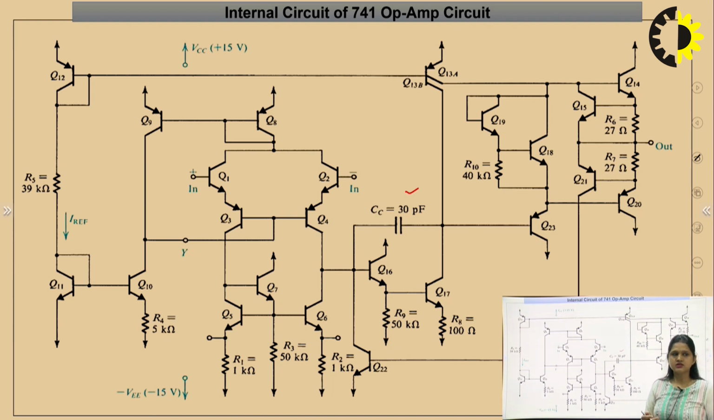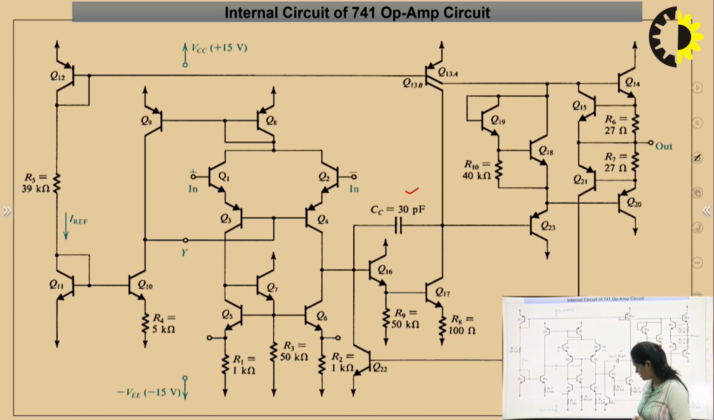So just look at the circuit. One by one we will discuss the DC analysis of this complete IC. But it is very complex to study the whole IC in one go. So I'll divide this circuit into 5 parts. That includes the biasing circuit, input stage, intermediate stage, output stage, and short circuit protection circuit. So one by one we will discuss the DC analysis.